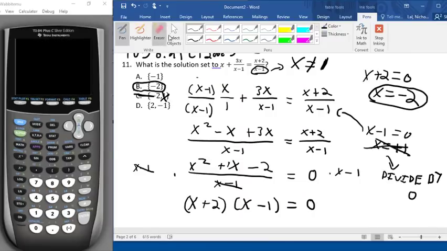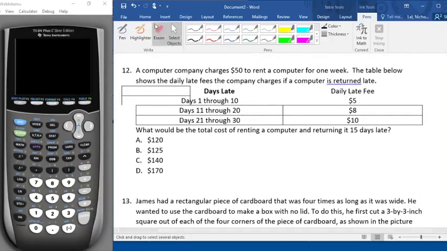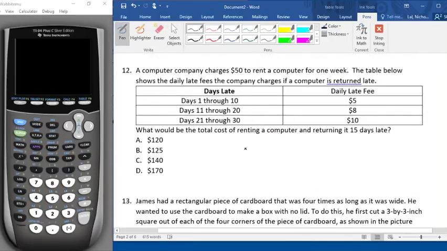All right, so that's problem 11. Problem 12. A computer company charges $50 to rent a computer for 1 week. The table below shows the daily late fees the company charges if a computer is returned late. Days late 1 through 10, the late fee is $5. 11 through 20, the late fee is $8. 21 through 30, the late fee is $10 per day.